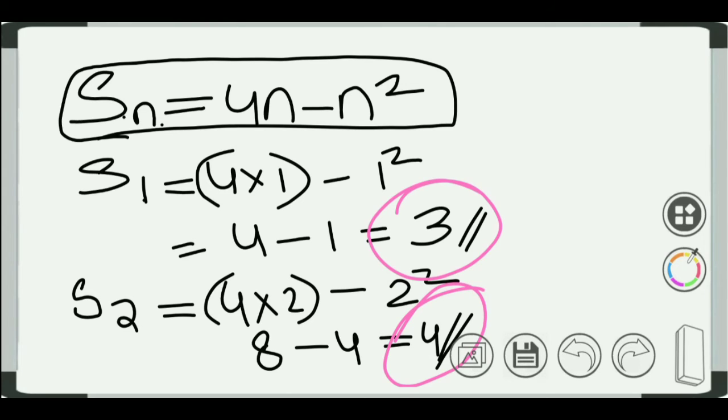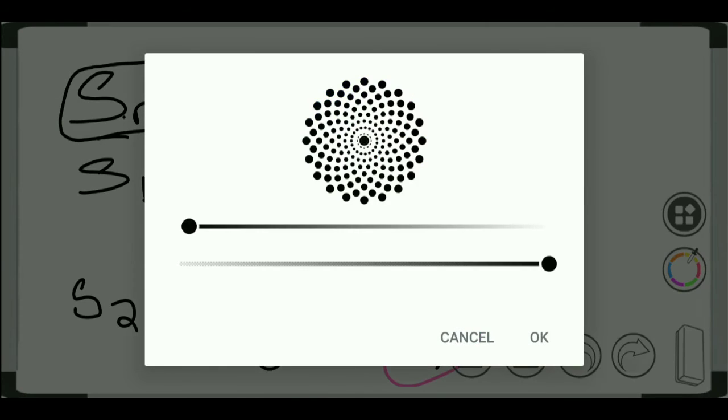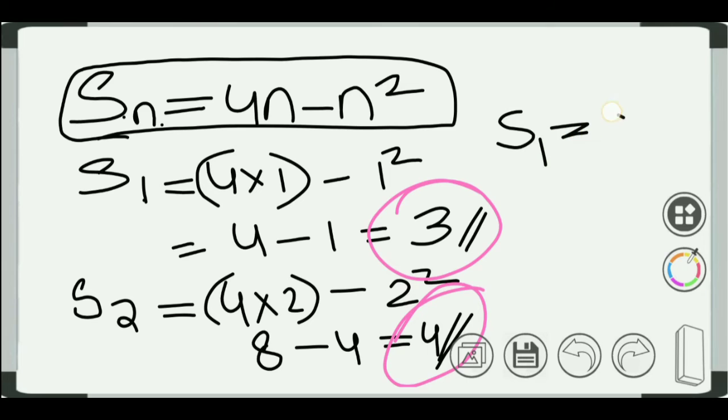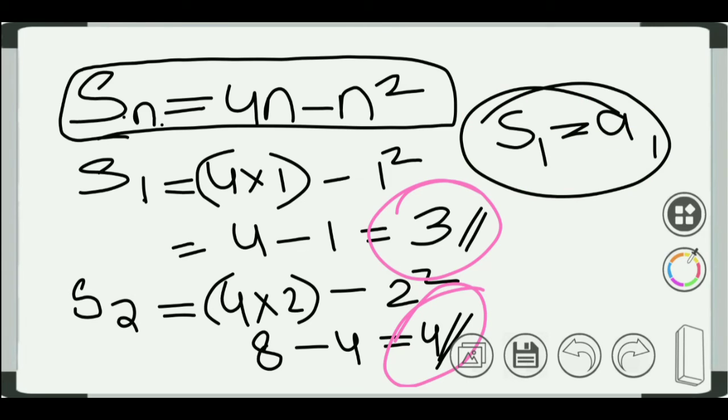So you got sum of one term. What is sum of one term means? See, you can say S1 is equal to A1. Right? Because sum of one term means what? First term. Only one term is there. So that will be your first term. So you can write S1 is equal to A1. S1 and A1 is same.